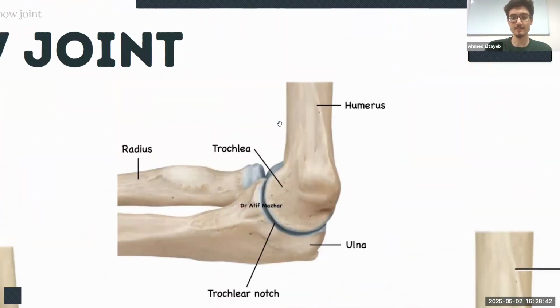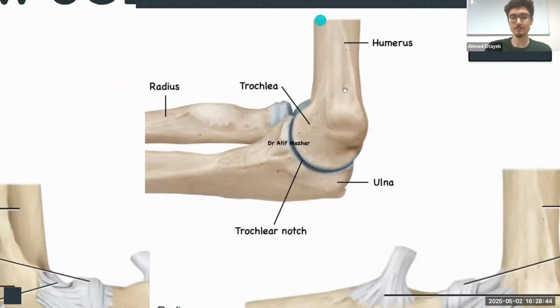And this is a nice diagram showing all the articulation from the medial side. So this is the ulna. This will be our olecranon. This is the coronoid. And you can see clearly this is the trochlea, and this is the trochlear notch. So if we look more medially, we're going to see clearly the coronoid fossa, and from the back we can see the olecranon fossa as it inserts.